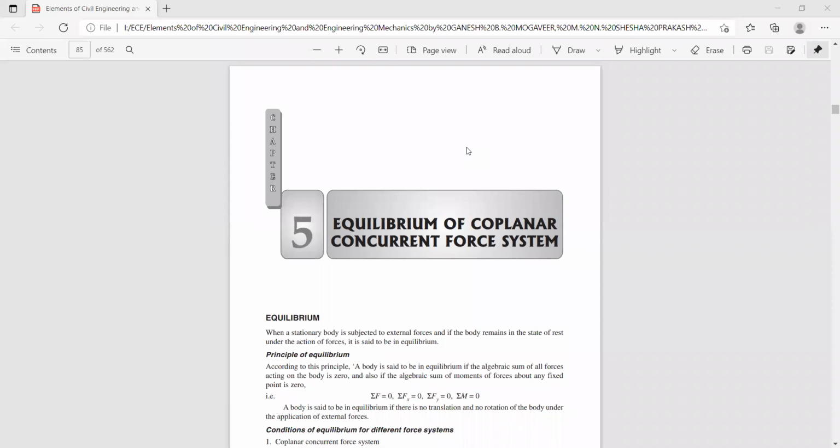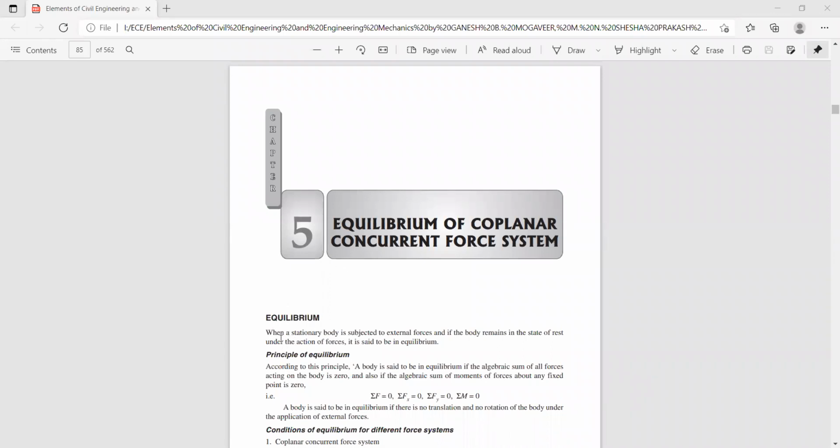Whereas in case of equilibrium of a coplanar non-concurrent force system, the necessary and sufficient conditions for equilibrium are: the sum of horizontal components must be zero, the sum of vertical components must be zero, and also the sum of moments of all the forces about any required point should be equal to zero. So a body is said to be under equilibrium condition when the resultant of forces acting on the body is zero. Now let us go through the theory of equilibrium.